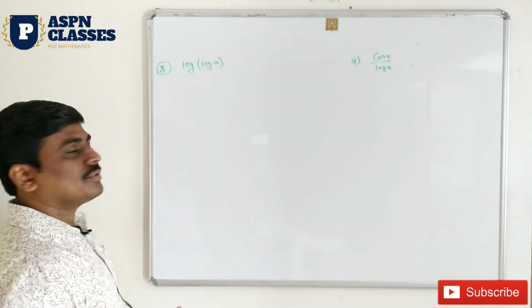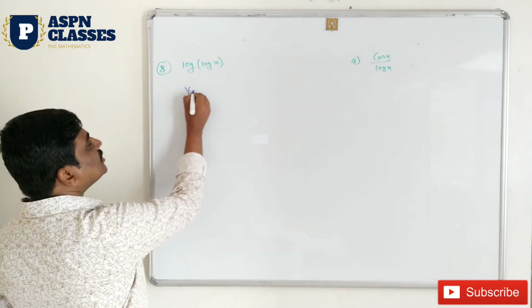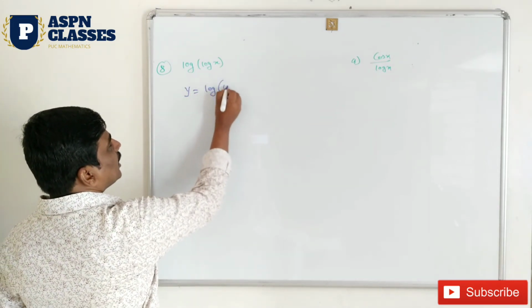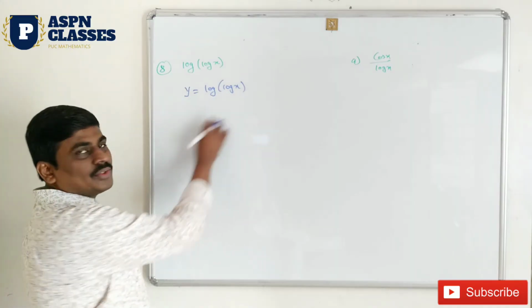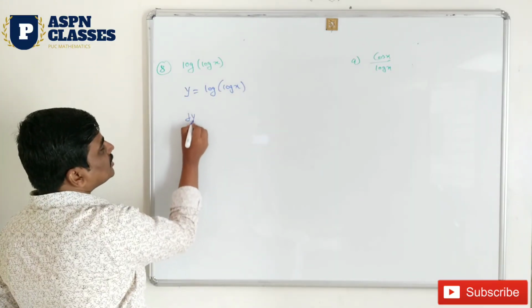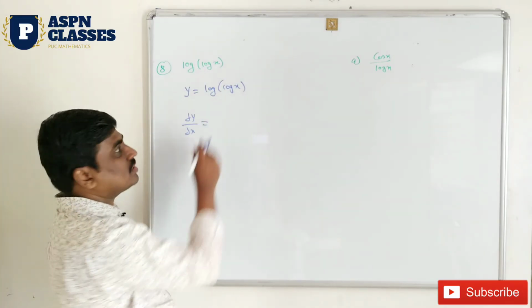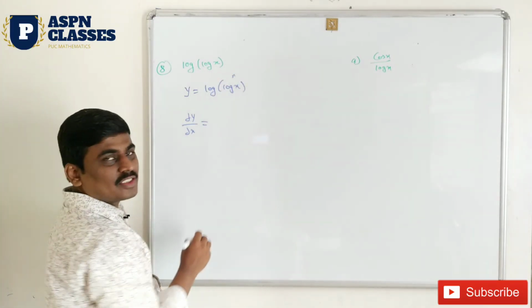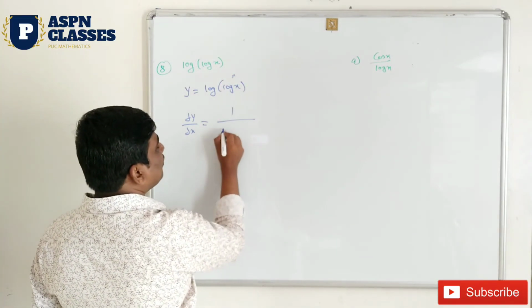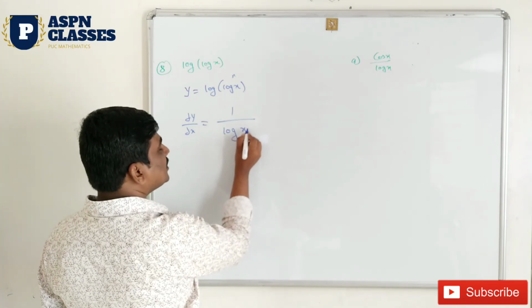Okay, next, 8th question, you observe here. What is given here? y is equal to log of log x. Correct. So now I have to differentiate both the sides. Then what is the answer here? dy by dx is equal to, you have to take log x first, completely consider it as x. What is the log x differentiation? 1 divided by x. 1 divided by x, it means that result is log x.